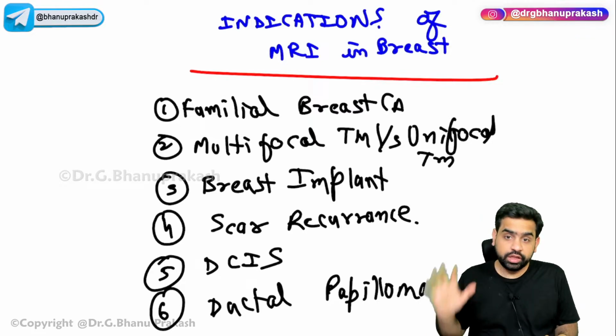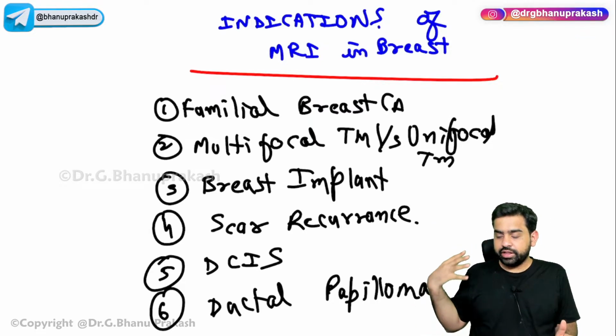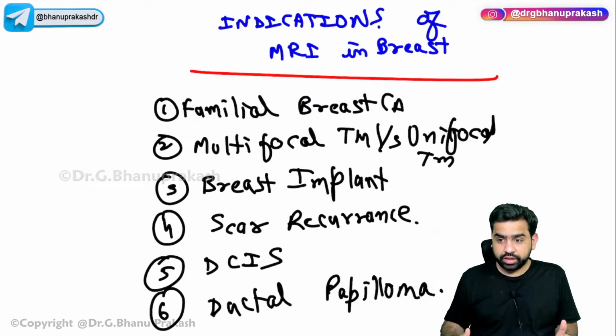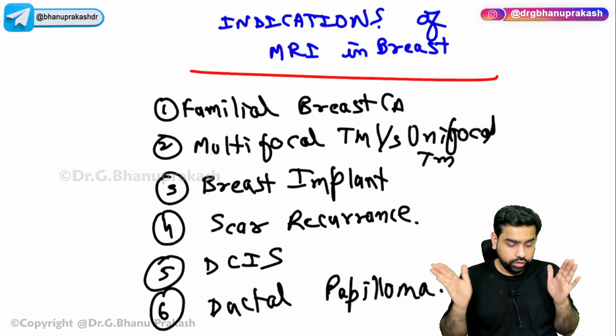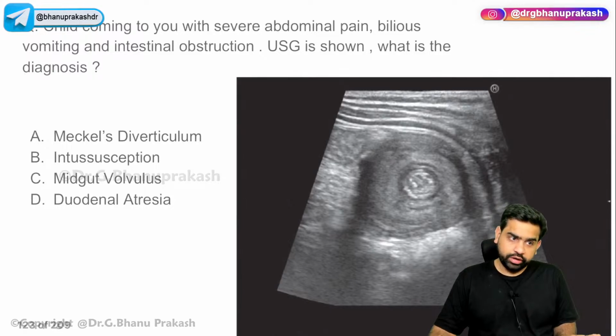Okay, please remember these are very important. This list is very important. Familial breast cancer, for example, if they give you that there is a female whose mother died with breast cancer and now you want to screen this patient. So in familial breast cancer patients, for screening purposes, what you basically use is an MRI. Please do remember this, it is very important. Okay, got it?